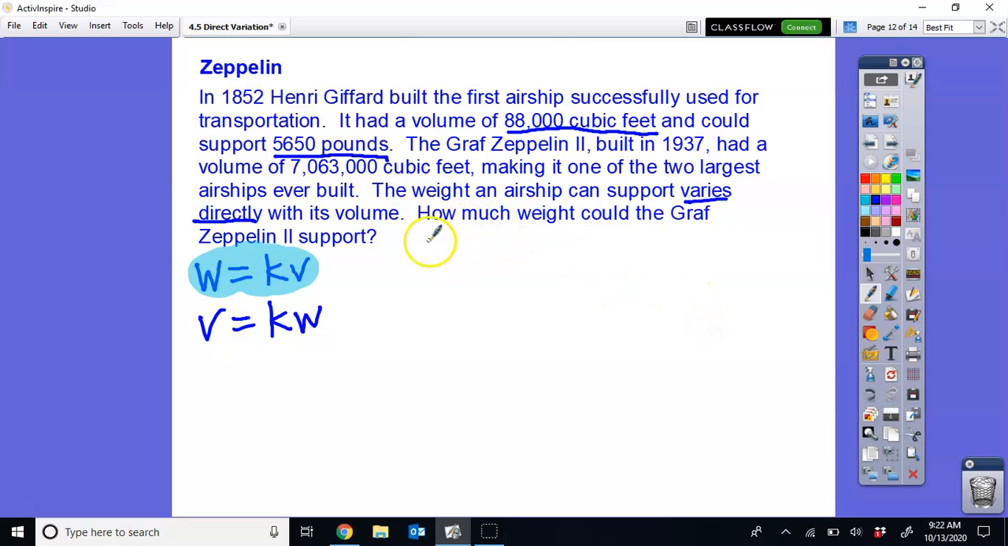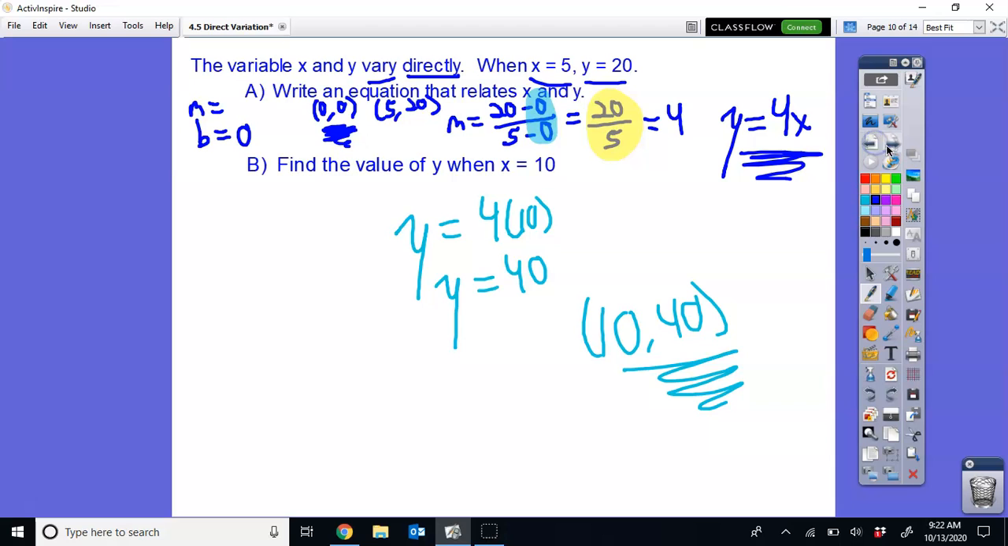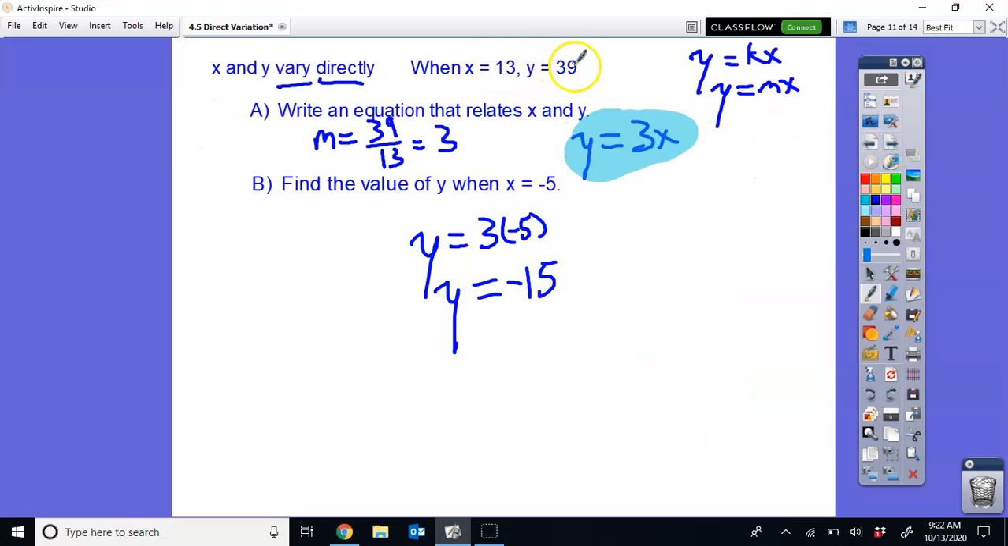So what I can use is the weight, 5,650, that it supported, equal to the constant times 88,000. I can use this little formula to find the constant. I can also use what we talked about over here. Remember where I told you I took the y value divided by the x value to find the constant?